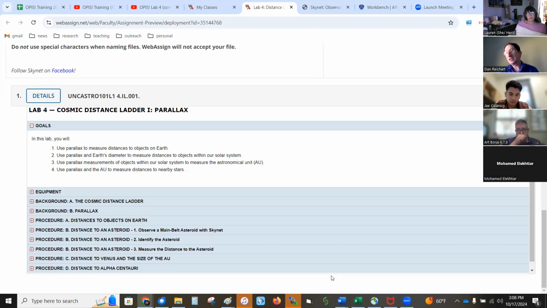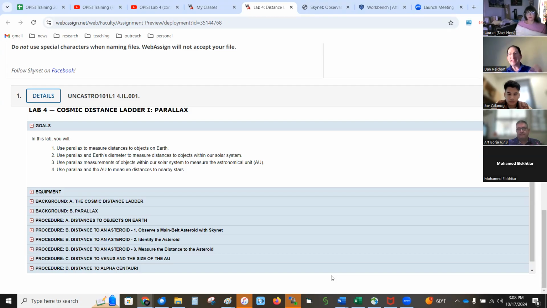But the 3 parts are the main belt asteroid, and then they do Venus, and that one's archival for reasons that you'll see, having to do with it being such a bright source. The observations have to be a little specialized. And they're doing Venus to measure the astronomical unit, to determine how many kilometers are in an astronomical unit.